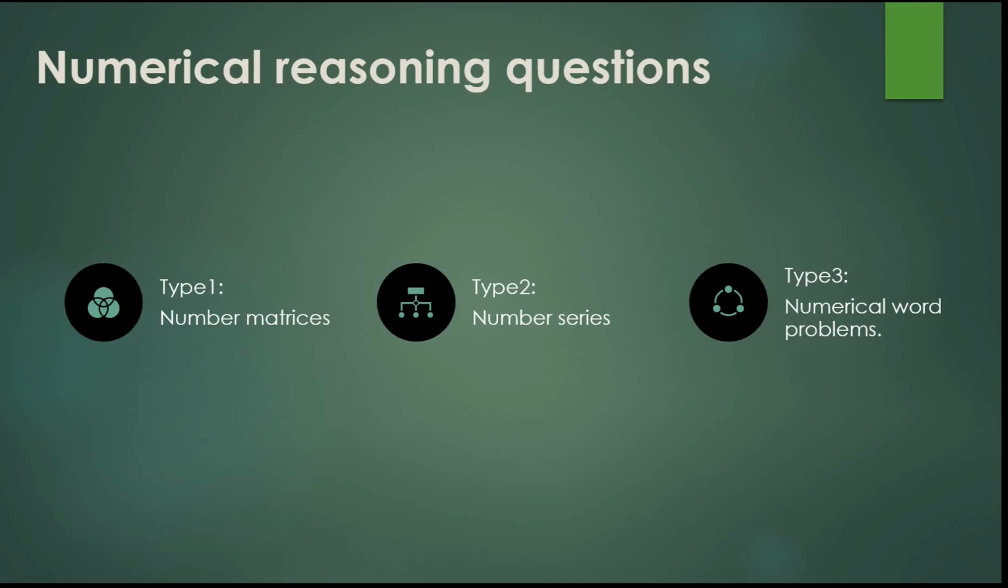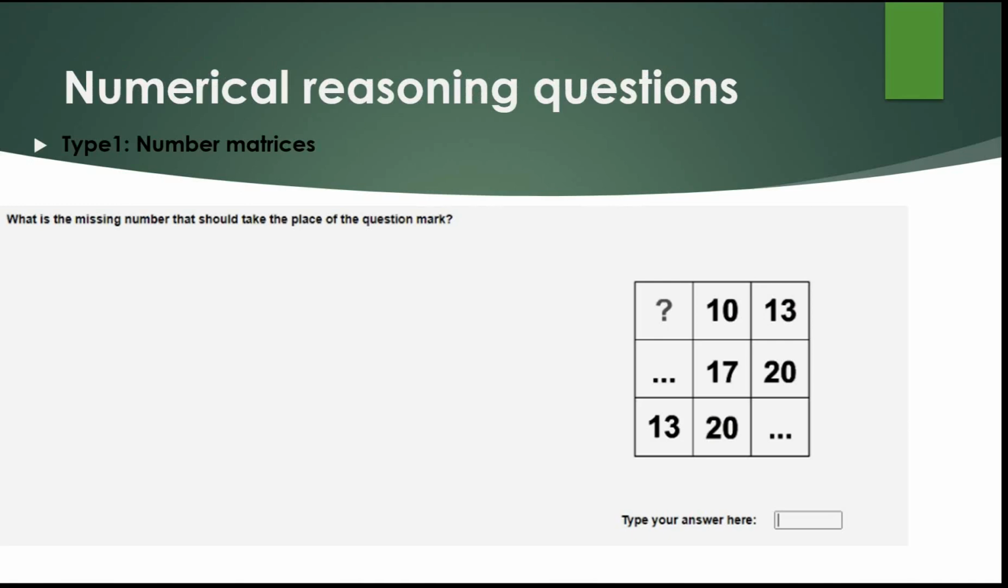Alright, let's start with the first type of question, number matrices. What is the missing number that should replace the question mark? For this kind of question, you have to compare with the horizontal and vertical numbers. We can see that 13 plus 7 is 20, and the answer should be less than 7 or 10, so the correct answer is 3.